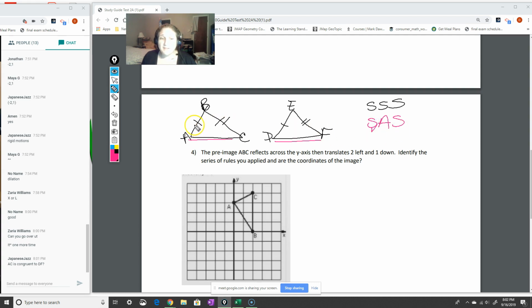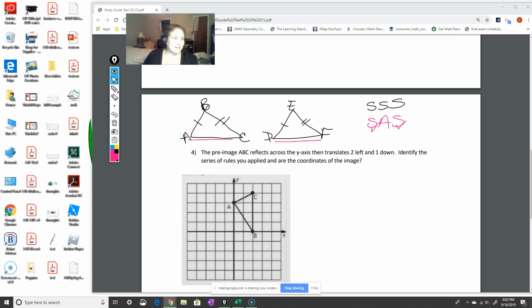Yep, because here's one side, here's our other side, and we need to make sure the angle is where? Touching both of them. So what's the angle that's touching both of them? Yeah, exactly. Angle B, and angle F. You always are smart. Y'all just talk, but you're smart.